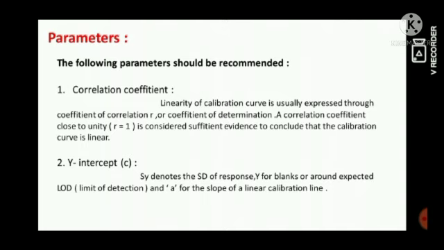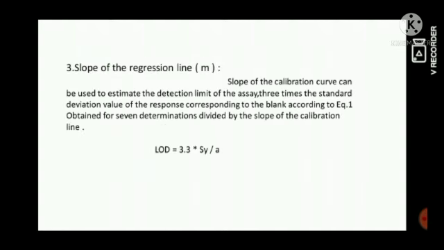Sy denotes the SD of response y for blanks or around the expected LOD, limit of detection, and a is the slope of the linear calibration line. Third, slope of regression line, that is m. Slope of the calibration curve can be used to estimate the detection limit of the assay: 3 times the standard deviation value of the response corresponding to the blank, according to equation 1, obtained for several determinations, divided by the slope of the calibration line. LOD is equal to 3.3 into Sy upon a.